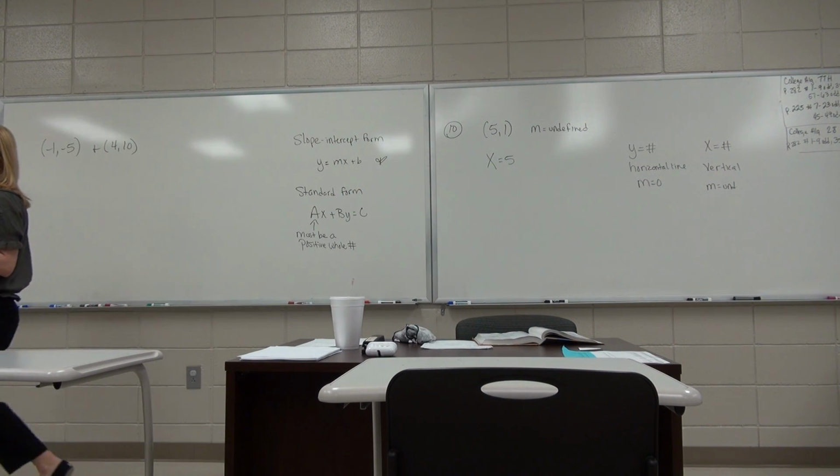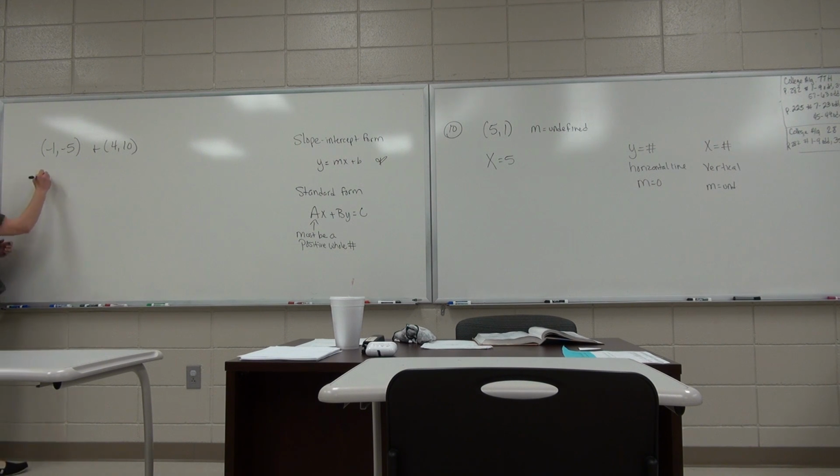Well, what 2 things do you have to know to plug into that formula? You got to know a point and a slope. Well, now that I'm given 2 points, what am I going to have to do to find the slope? Use your slope formula we learned last time. So anytime you're given 2 points, find the slope first, using your slope formula.